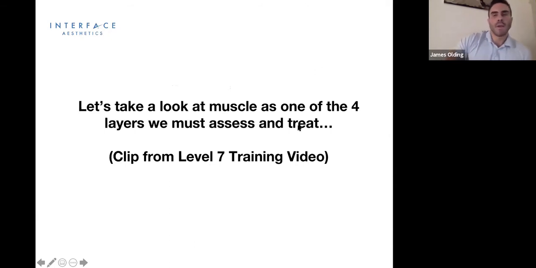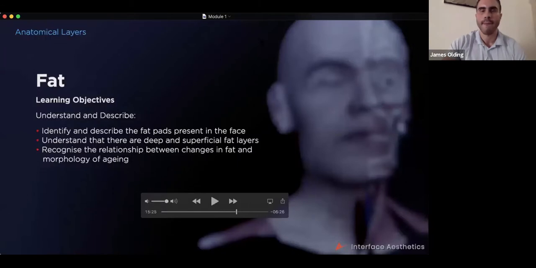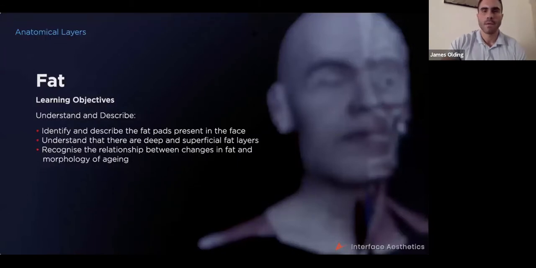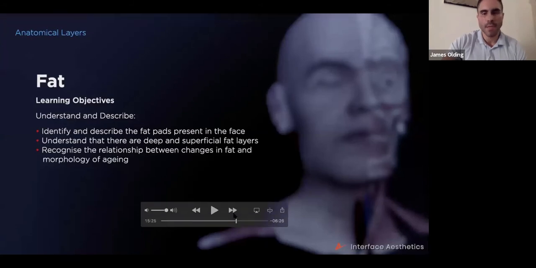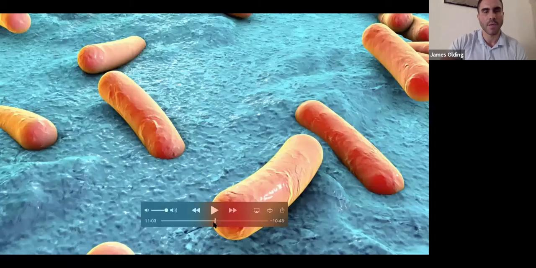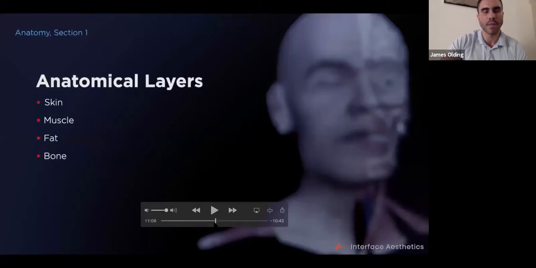So let's take a look at why the muscle is important. We're going to have a quick look at a clip from one of our training videos. Okay. So we're going to just look at the area regarding muscle today, just because there's quite a lot to cover and I don't want to show you everything right at the start. So just an idea of how the training would be.